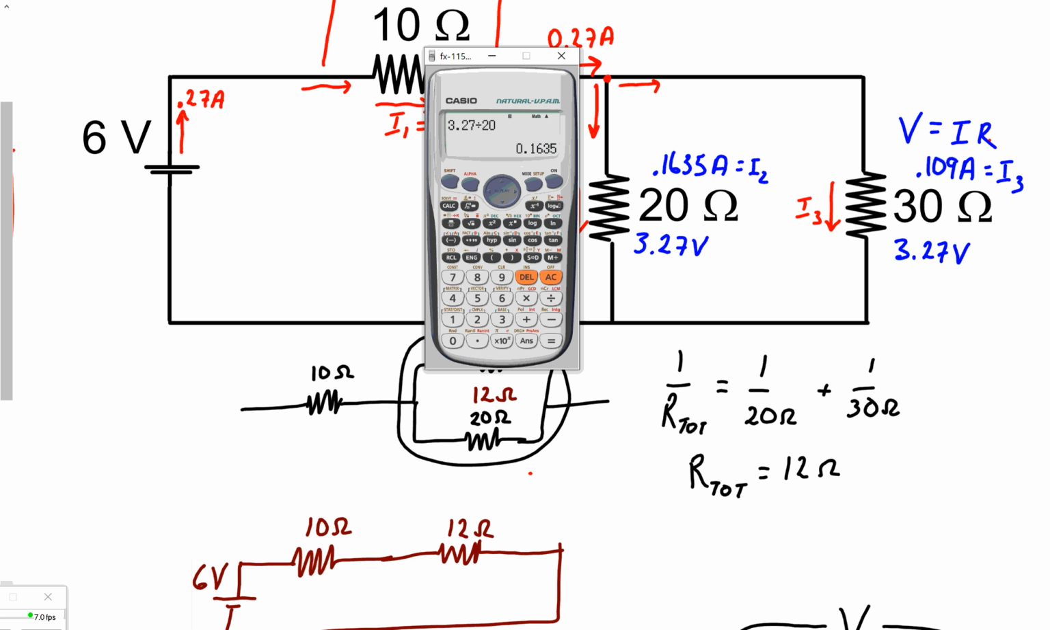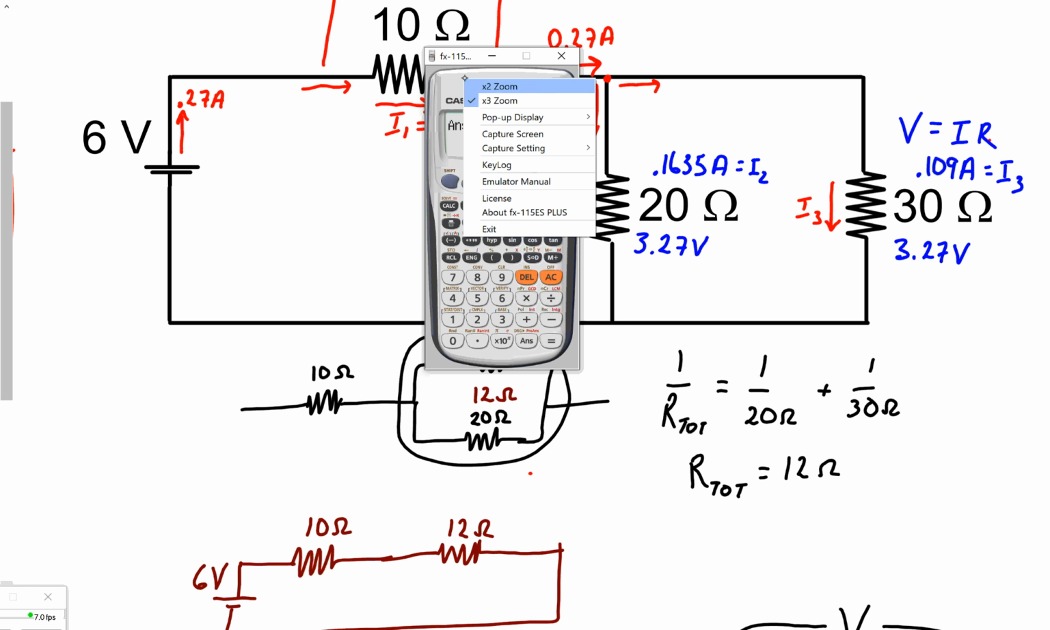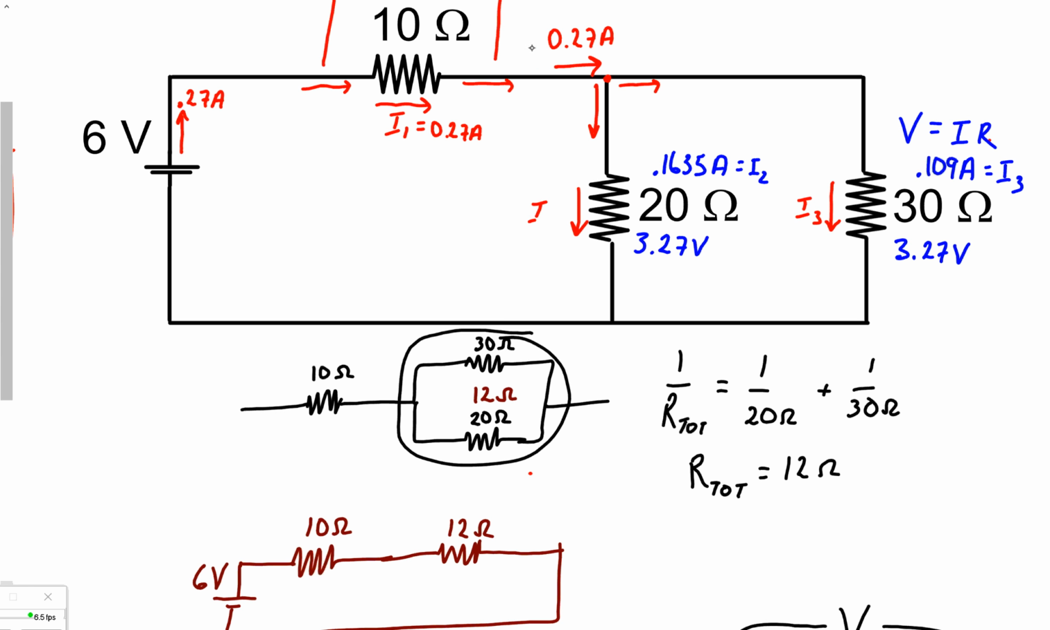Now check this out. Let's kind of verify all our work. 0.1635 plus this 0.109 is 0.2725, and I guess the one thing I forgot at the beginning, that current was actually 0.2727 repeating. So we verified that this I2 and I3 both add up to the current going into the section.